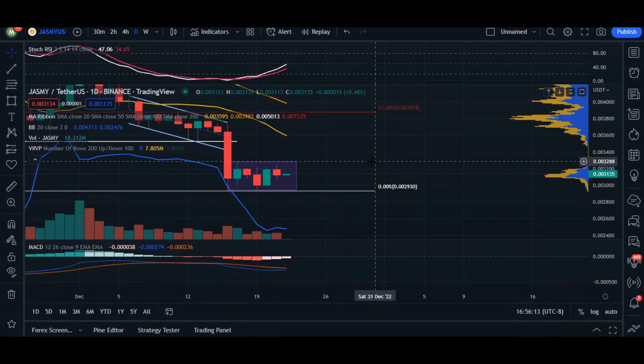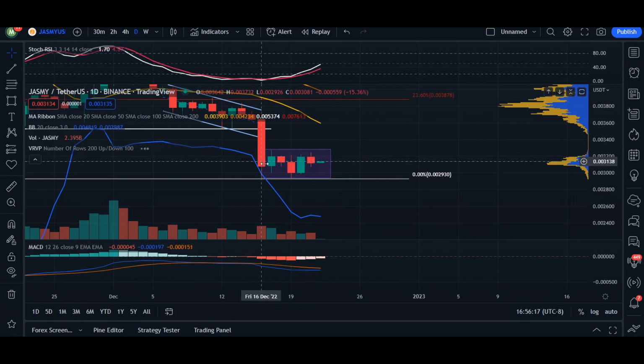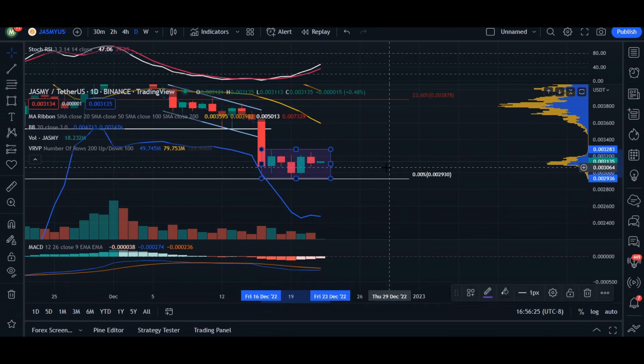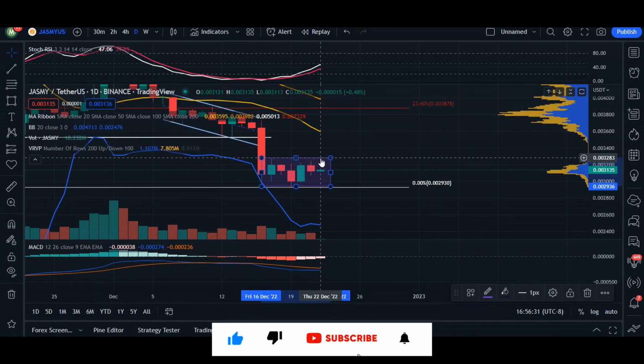Heading over to our daily chart here, we can see that the price itself is consolidating, which means price is coming down to an area of support at 0.002930, and then coming up to an area of resistance here at 0.003283. So our next expected price point here again is coming up and retesting our area of resistance.